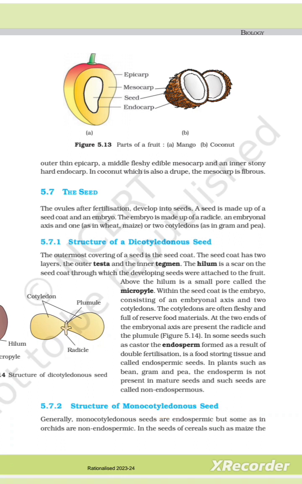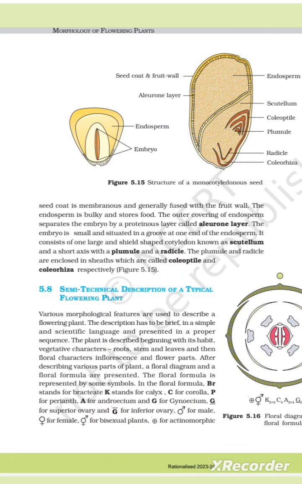5.7.2 Structure of monocotyledonous seeds. Generally, monocotyledonous seeds are endospermic, but some as in orchids are non-endospermic. In the seed of cereals such as maize, the seed coat is membranous and generally fused with the fruit wall. The endosperm is bulky and stores food. The outer covering of the endosperm separates the embryo by a proteinaceous layer called the aleurone layer. The embryo is small and situated in a groove at one end of the endosperm.